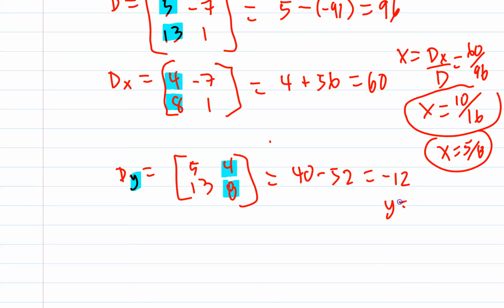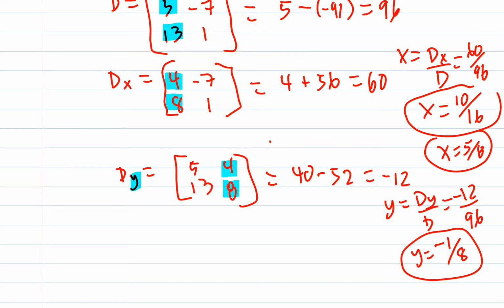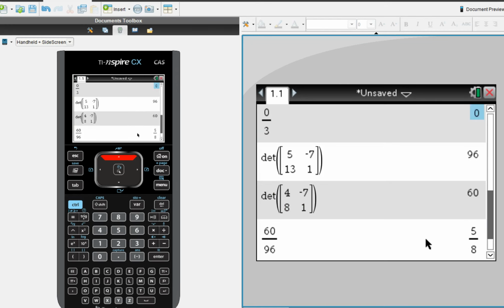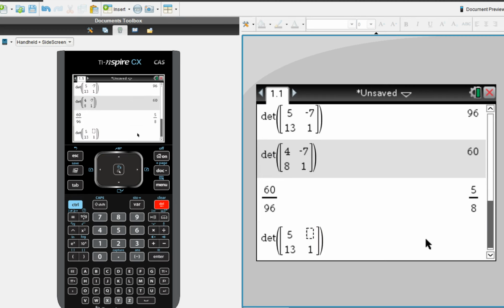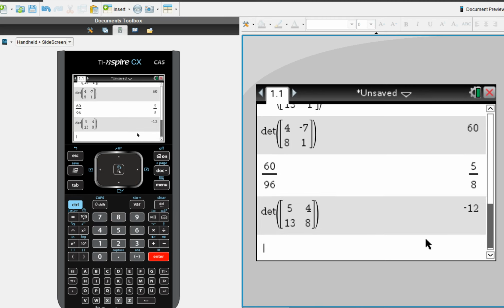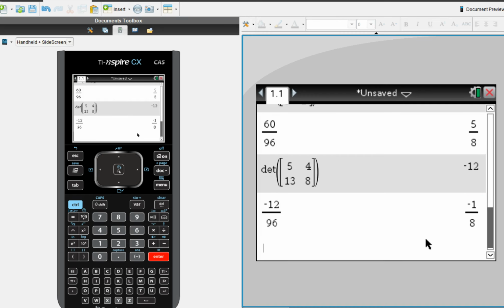Well, y is equal to dy over d. So y is equal to negative 12 over, what was it? D was 96. So negative 1 over 8. If you didn't want to do it that way, you could have taken the original function and replaced the y's with a 4 and an 8. And then divided that by, what was it, by 96. Let the calculator do some heavy lifting.